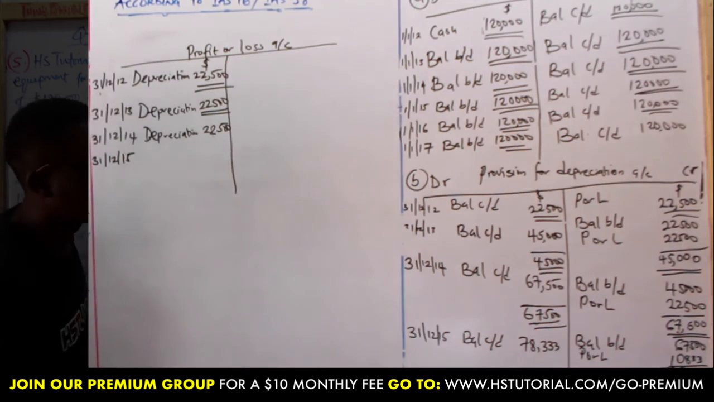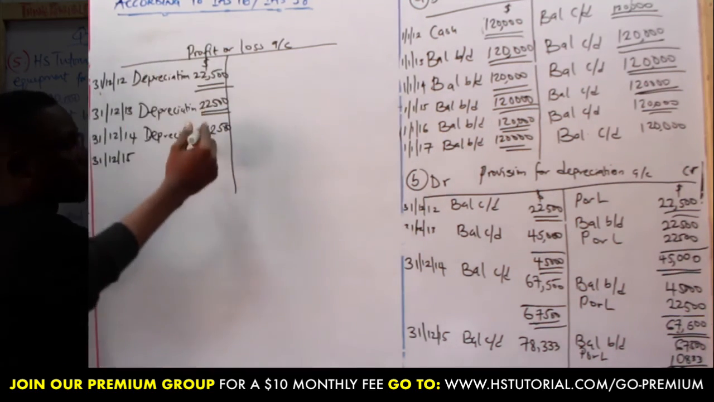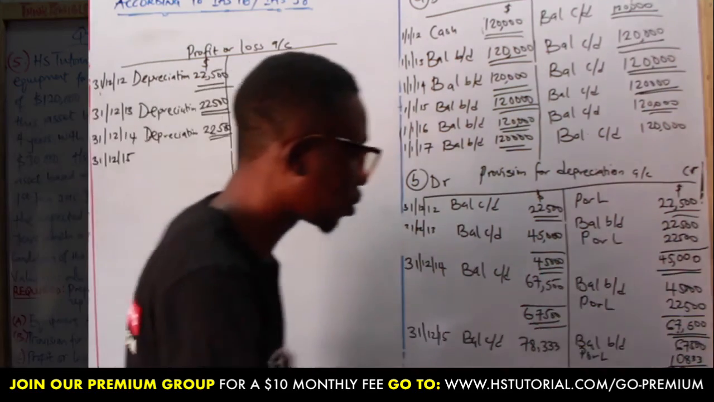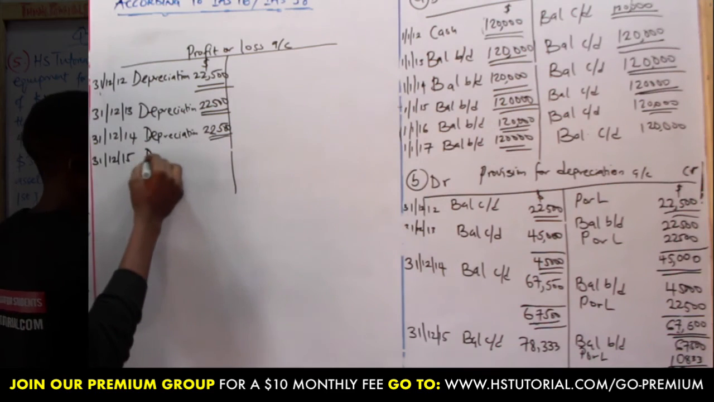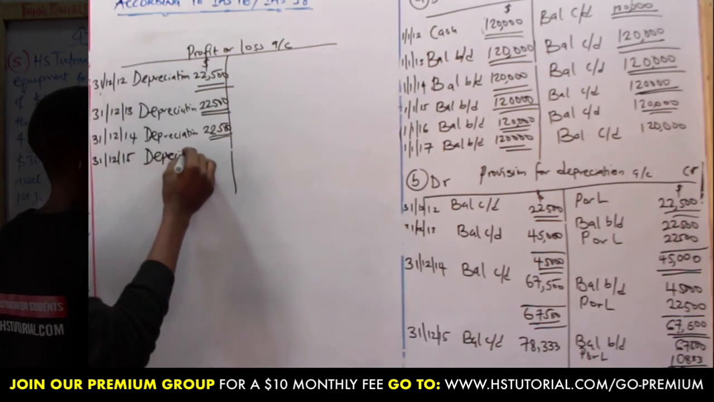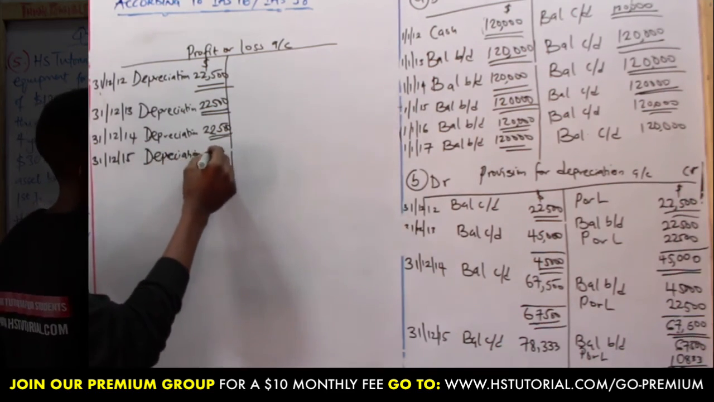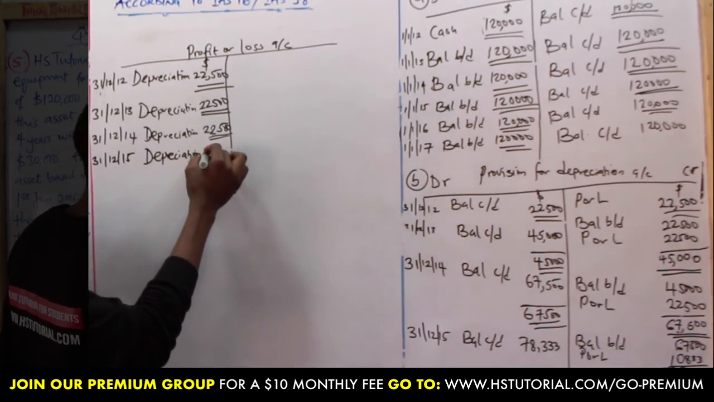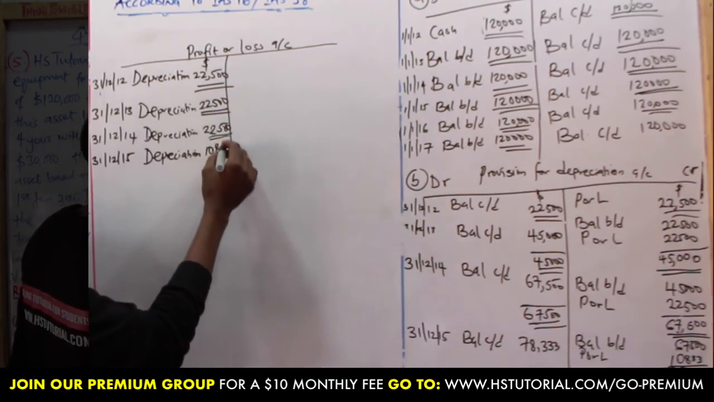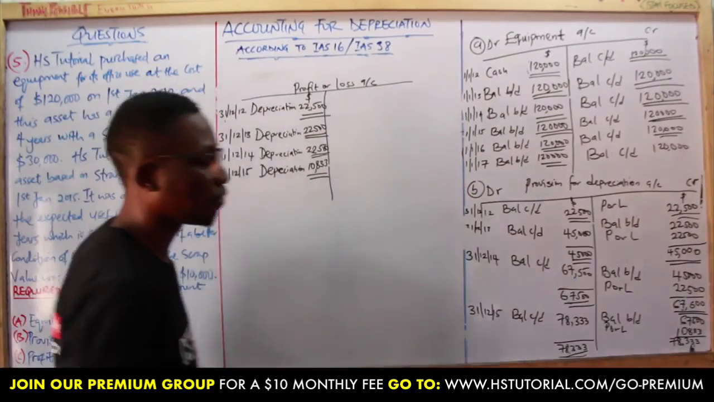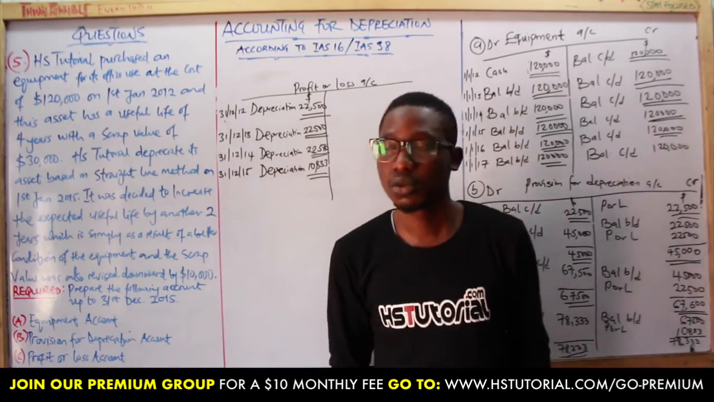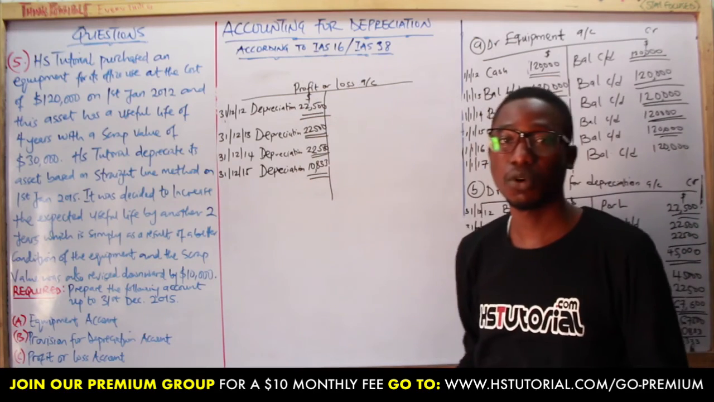Then the final one, which is 31/12/2015, right? So that will be a different amount from these ones that we have been having because there is a revision there. So it will now be 10,833 in dollars depreciation. So we have come to the end of this class, which is the accounting for depreciation.